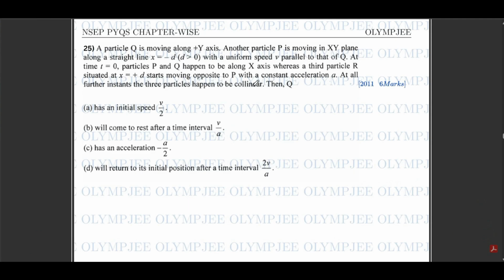So question 25 is a 6-marker question which says that a particle Q is moving along the y-axis.